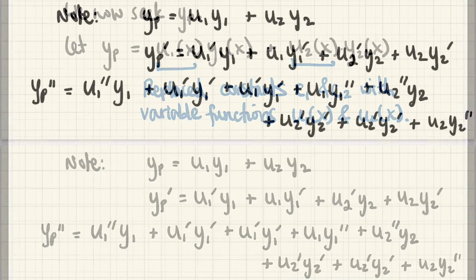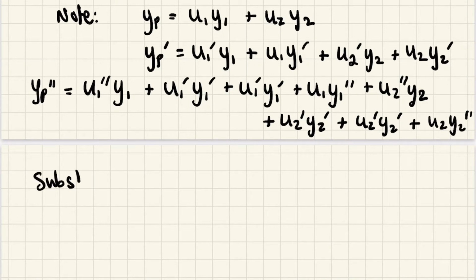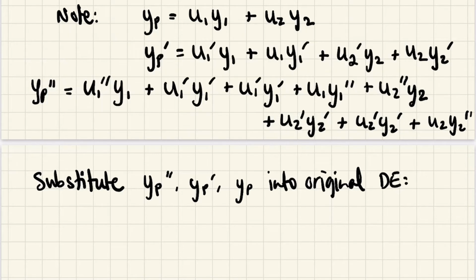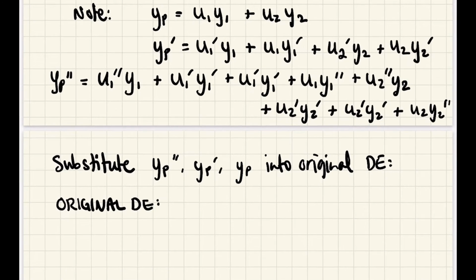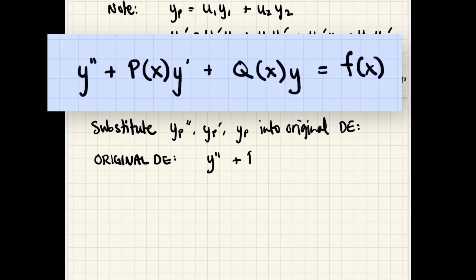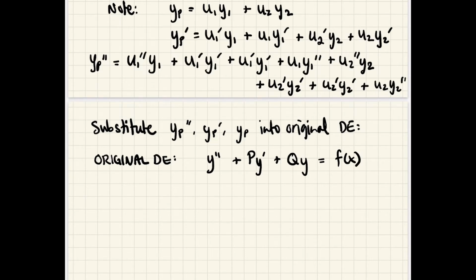Now, what we're going to do is substitute yp double prime, yp prime, and yp into the original differential equation. So the original differential equation, well, after it was in standard form, was y double prime plus p y prime plus q y equals f of x. All right, so let's put all these pieces in and see what happens. It's going to be a bit of a mess at first.